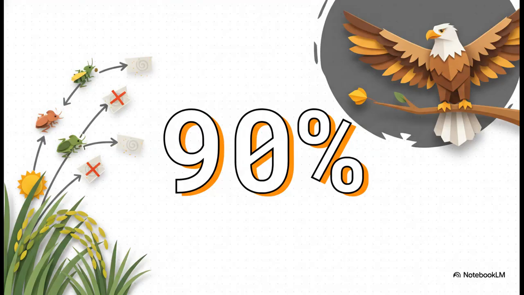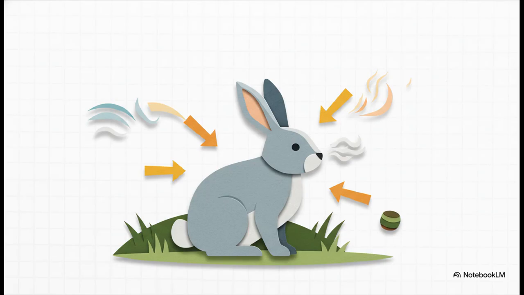But here's the crazy part, and I mean, this is really mind-blowing. At every single one of those steps, about 90% of the energy is lost. 90%! That means the eagle at the very top is only getting a tiny, tiny little piece of the original energy that the paddy plant got from the sun. So where did all that energy go? Did it just disappear? Nope.